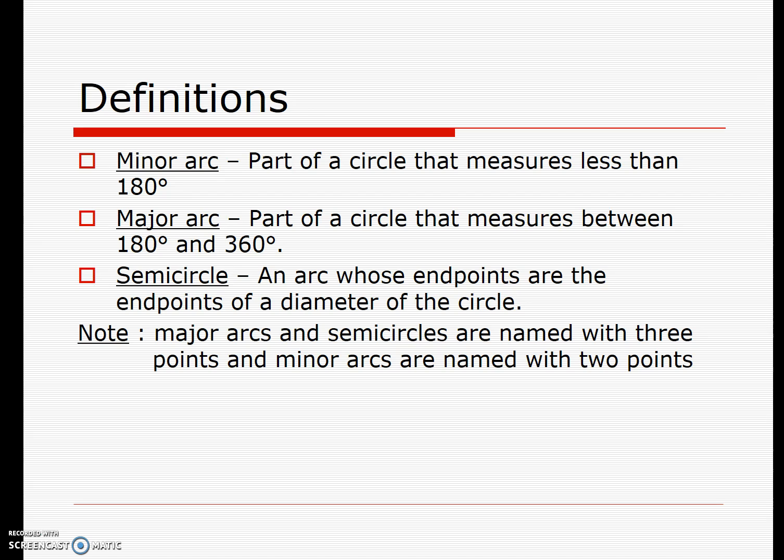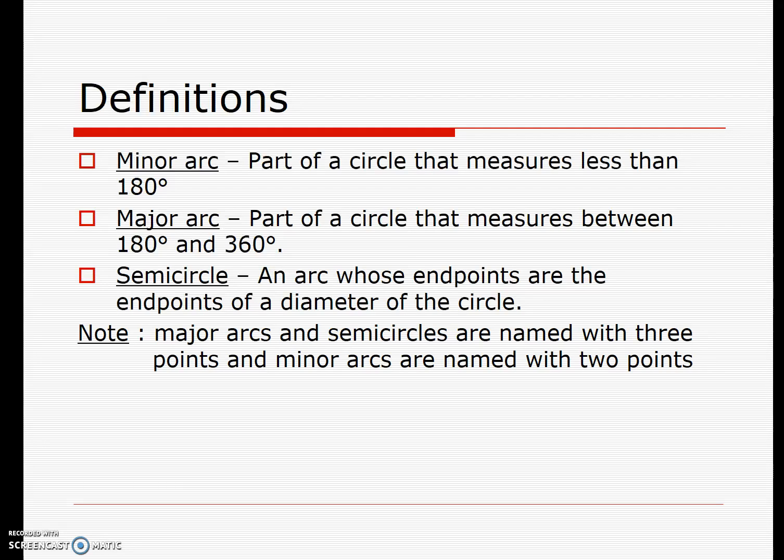So some more key definitions. We have ourselves our minor arc. The minor arc is part of a circle, and its measure is going to be less than 180 degrees. It's kind of like when we talk about obtuse, acute, and stuff like that. We're naming things here now. This is all in relation to 180. So smaller than 180, we've got a minor arc. A major arc is a part of a circle that's going to be between 180 and 360 degrees. When we're equal to 180 degrees, that's when we have ourselves a semicircle.